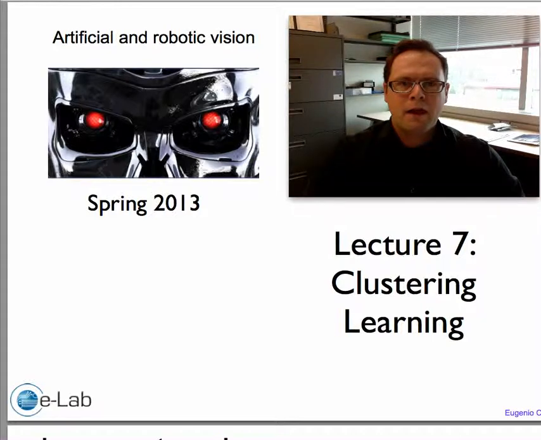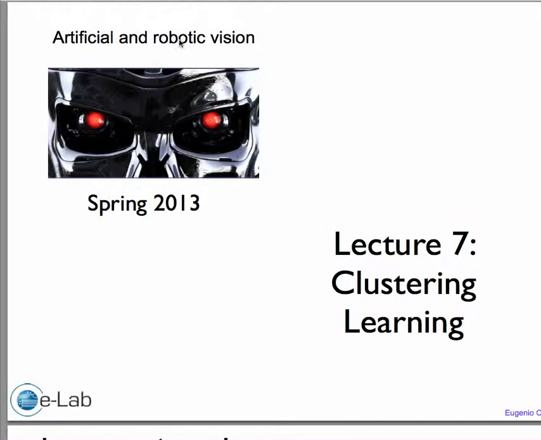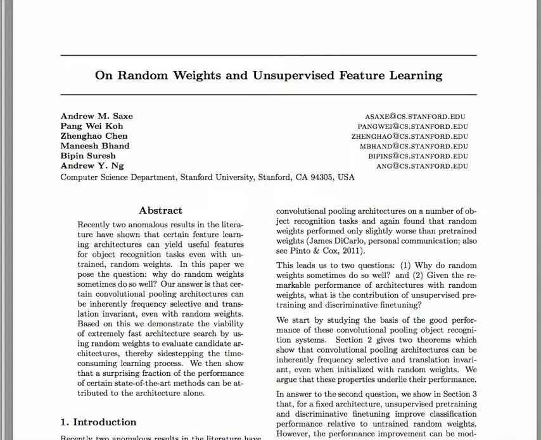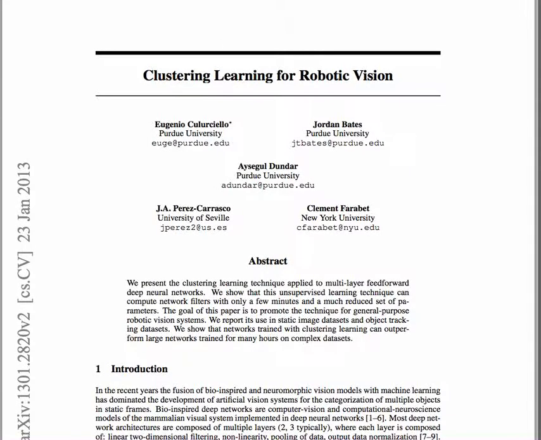When I went home, I found out that other people had previously, just the year before, started working on a similar topic. So I wanted to show you some of their work and some of ours before delving into the code. One of the most important papers that came out from our group recently is this clustering learning for robotic vision that we worked on very recently, just a few weeks ago, was published on arXiv.